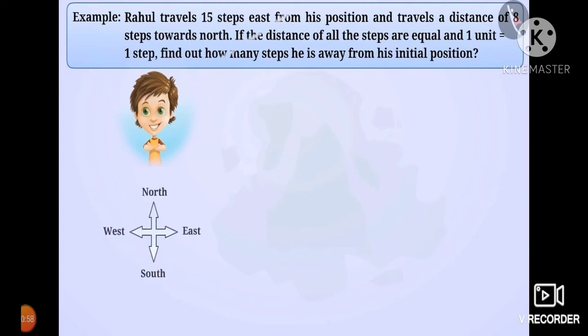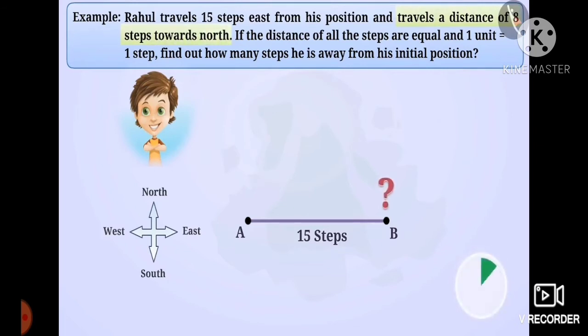Yes, the directions are east, west, north and south. There are 4 directions. Rahul travels 15 steps east from his position. Yes, now you will get the idea. How many steps? 15 steps east from his position, and then he travels the distance of steps towards the north.